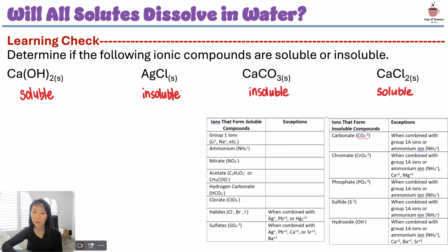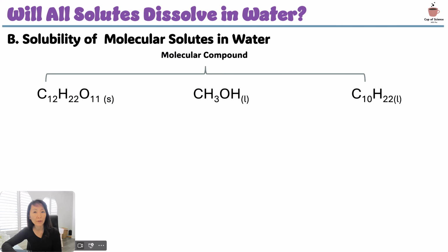In the previous slide, we talked about ionic compounds. These contain a metal and a nonmetal. When we have a metal and a nonmetal, we look at the solubility chart. For molecular compounds, however, we don't look at the chart, but we have to look at the structure itself.